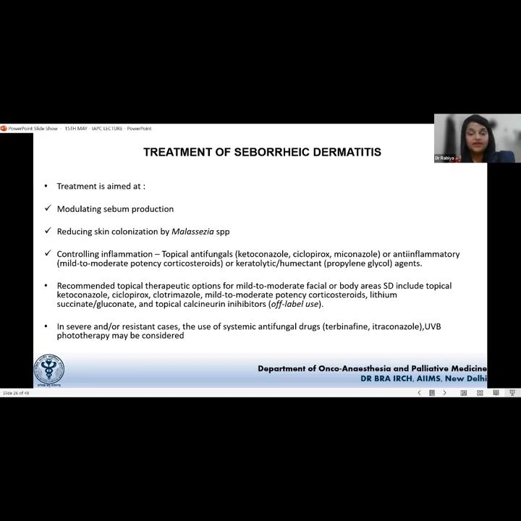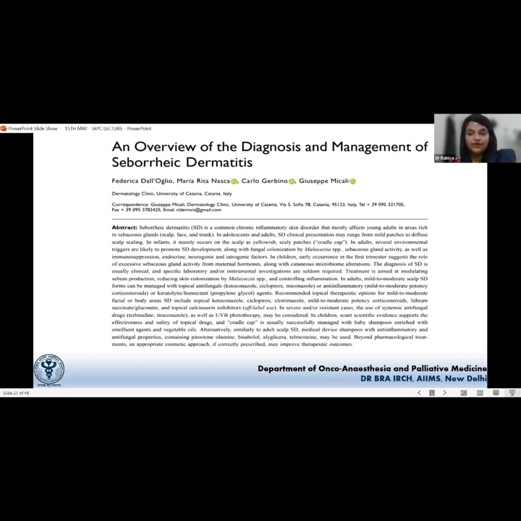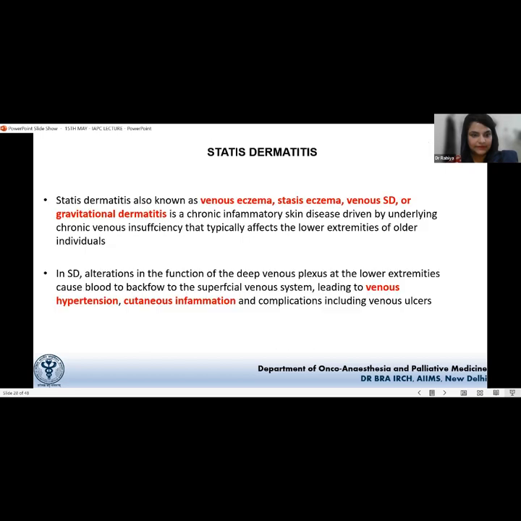The recommended topical therapeutic option for mild to moderate cases is topical ketoconazole, mild to moderate potency corticosteroids like hydrocortisone succinate or gluconate, and topical calcineurin inhibitors. In severe or persistent cases, the use of systemic antifungals like terbinafine, itraconazole, or ultraviolet B phototherapy may be considered. So this is an overview of the management of seborrheic dermatitis, if anyone wants to go into detail about the diagnosis and the management.